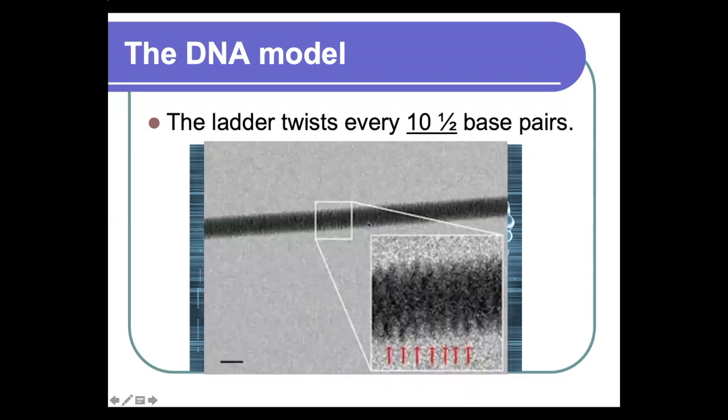It looks more like a screw. Here's zoomed in even more, and this is where all the twists. So you actually have about 10, 10.5 bases between here and here. And this is what your DNA is going to look like.